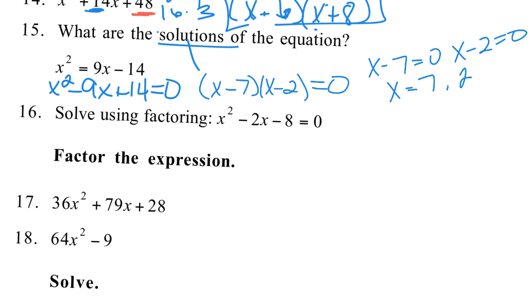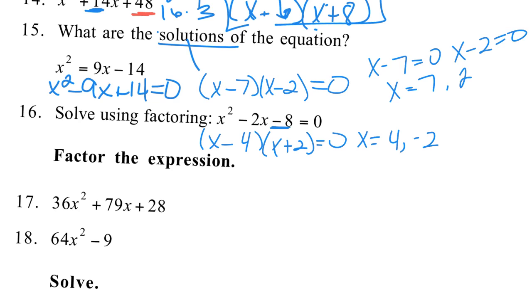Again, solve using factoring. What two numbers multiply to negative 8 and add to negative 2? x minus 6, no, that's not right. x minus 4 and x plus 2 equals 0. So x equals 4 and negative 2.